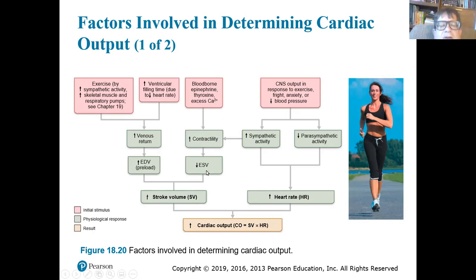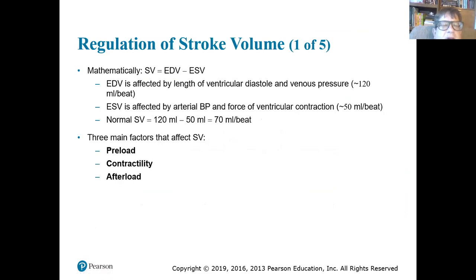You could also have the end systolic volume go down. And for heart rate, obviously, you can raise or lower the heart rate. If you do sympathetic, you're going to move more blood, fight or flight. Parasympathetic, feed or breed, you're going to move less blood. Those affect your total cardiac output.